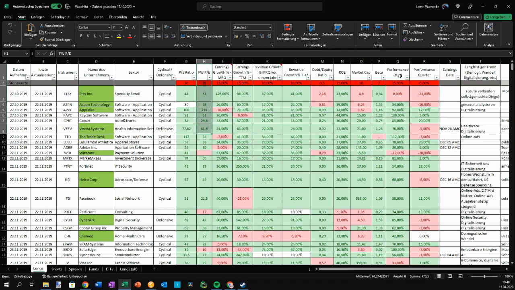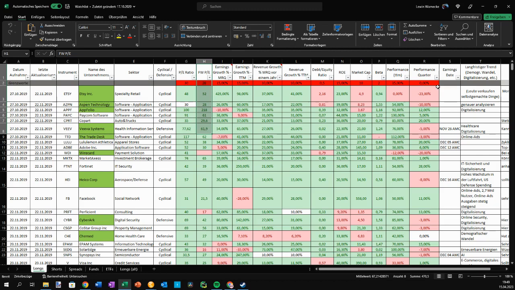Then we have the performance in the trailing 12 months. So just price performance in the last 12 months. Pretty easy. Then you have the price performance in the last quarter. Should be above 0. I like to buy stocks that are making higher highs.